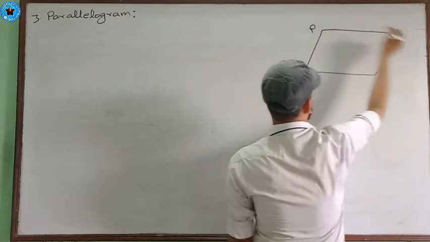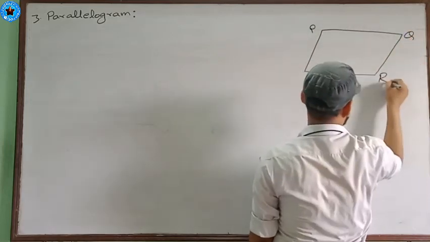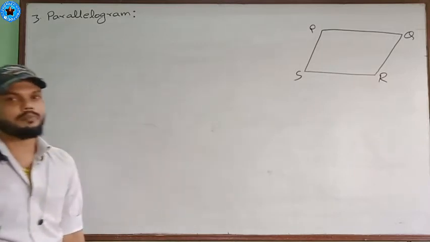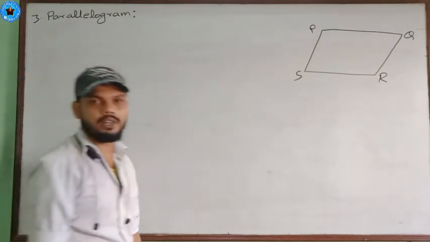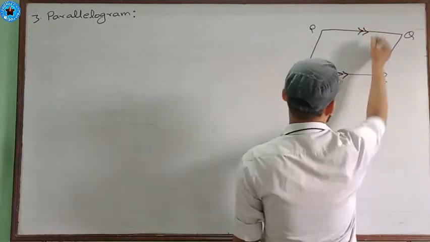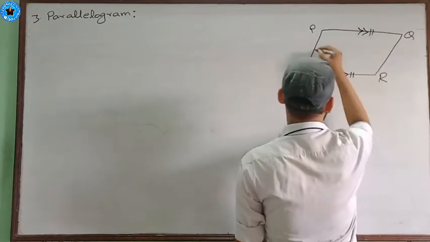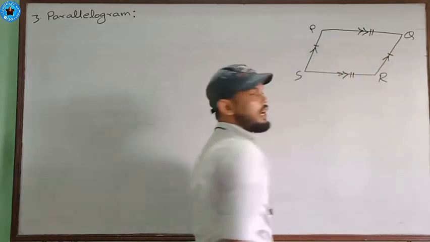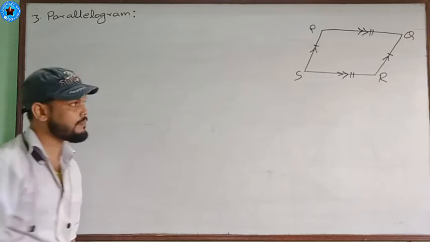Let the vertices be P, Q, R, S. Now suppose that the name of this parallelogram is PQRS. This one is parallel to this one, and this is equal to this one. Similarly, this is parallel to this one, and this side is equal to this one. It is a parallelogram. Okay.